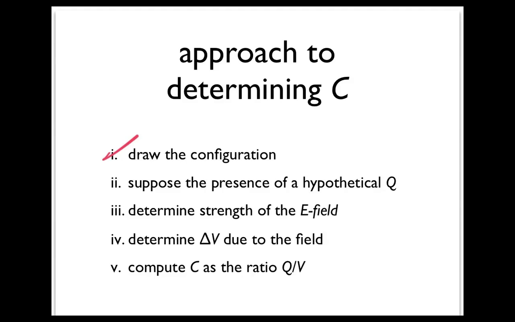that you hypothetically imagine that one of them had some charge Q. Not just one of them, the other one's got to have opposite charge Q. You say, if that were true, what would be the strength of the E field? And then you say, given that E field, what would be the potential difference between those two conductors? Now you have these two things. You know the delta V and you know the Q, and that ratio is what capacitance is. So you compute the ratio C as Q over V. That's the idea.